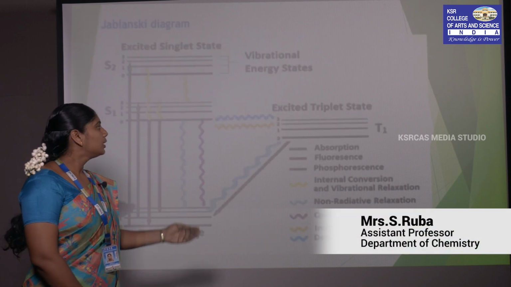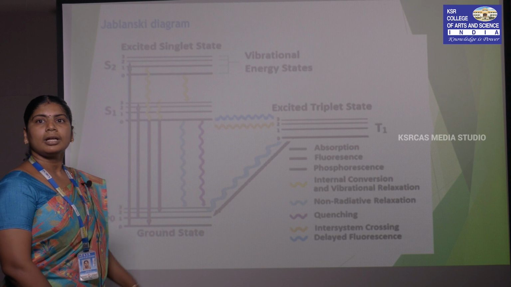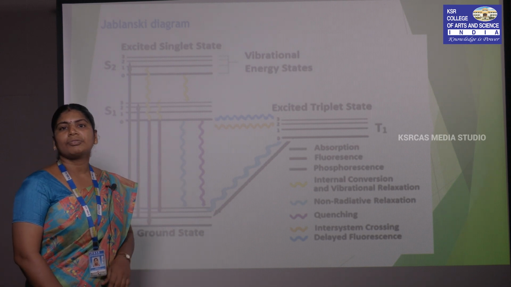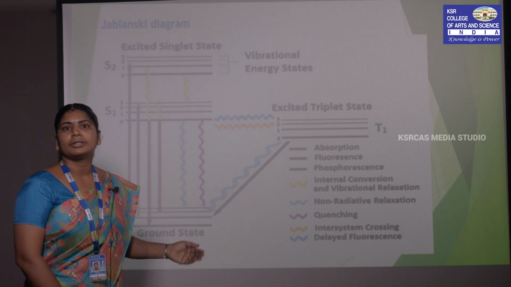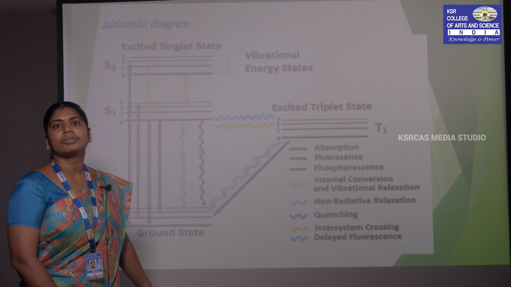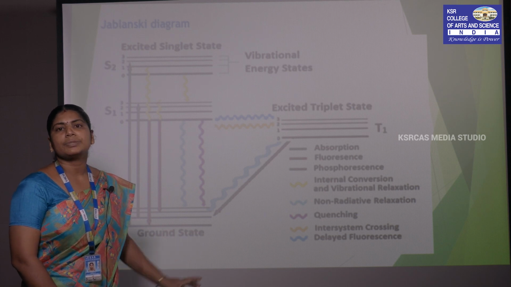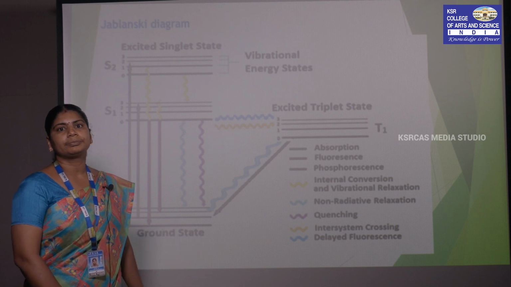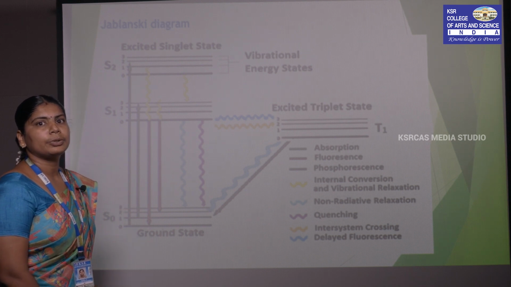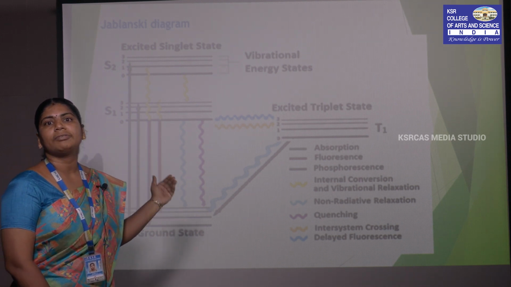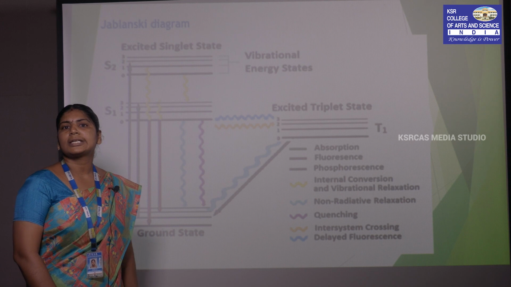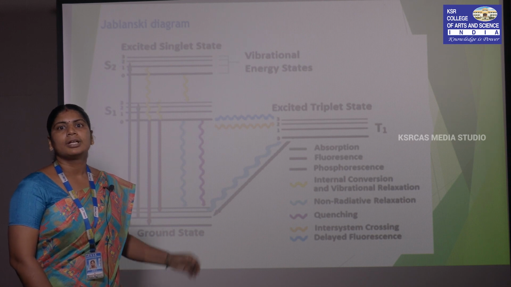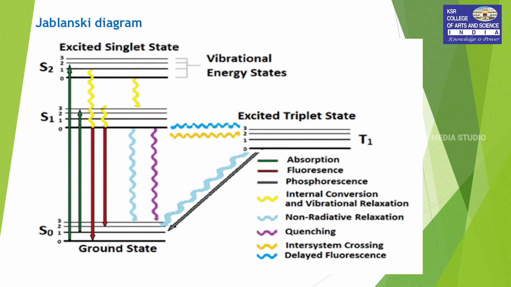And next, the triplet state. In the triplet state, the spins of the electrons are present in parallel, so the total spin of the electrons equals 1. This value is also substituted in the spin multiplicity formula, and finally we get 3. So this is called a triplet state. This diagram is called the Jablonski diagram.